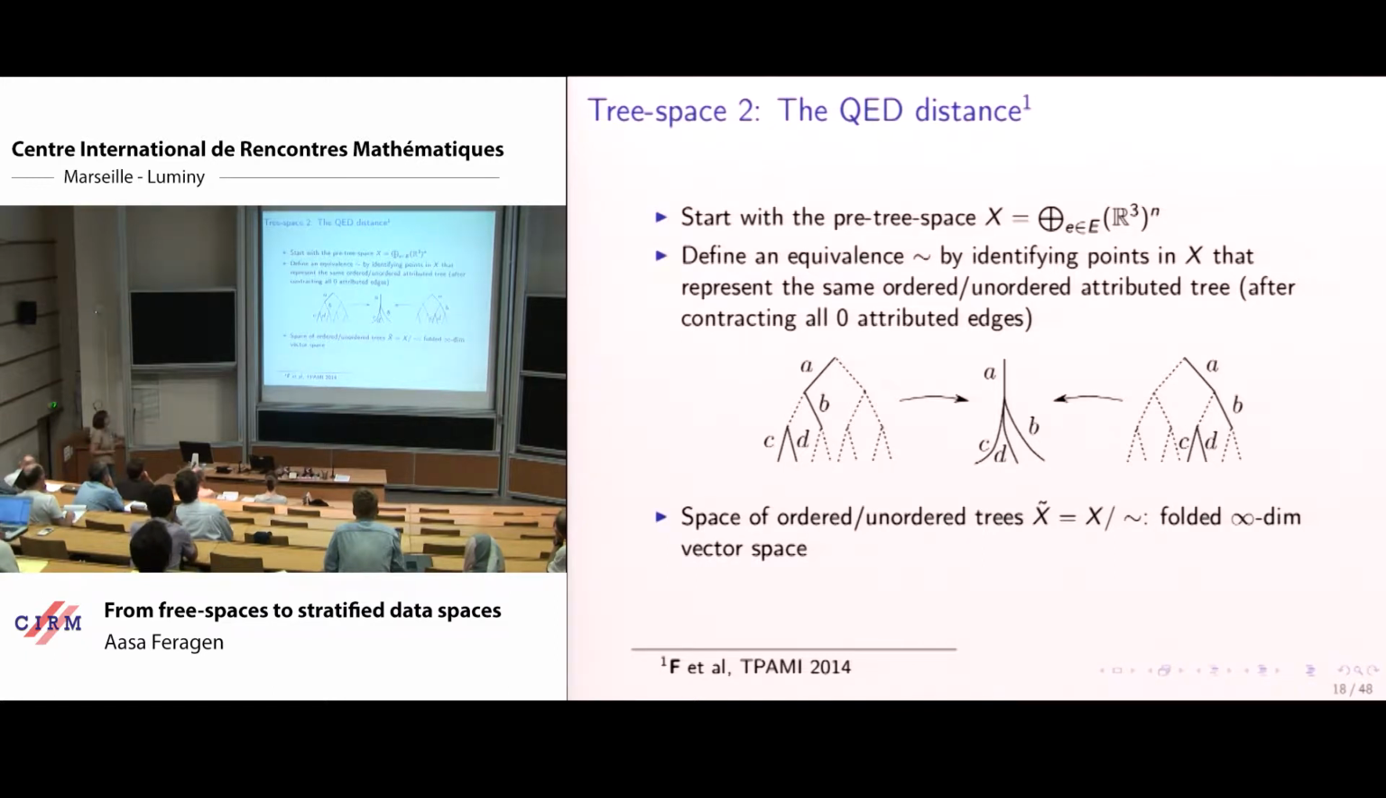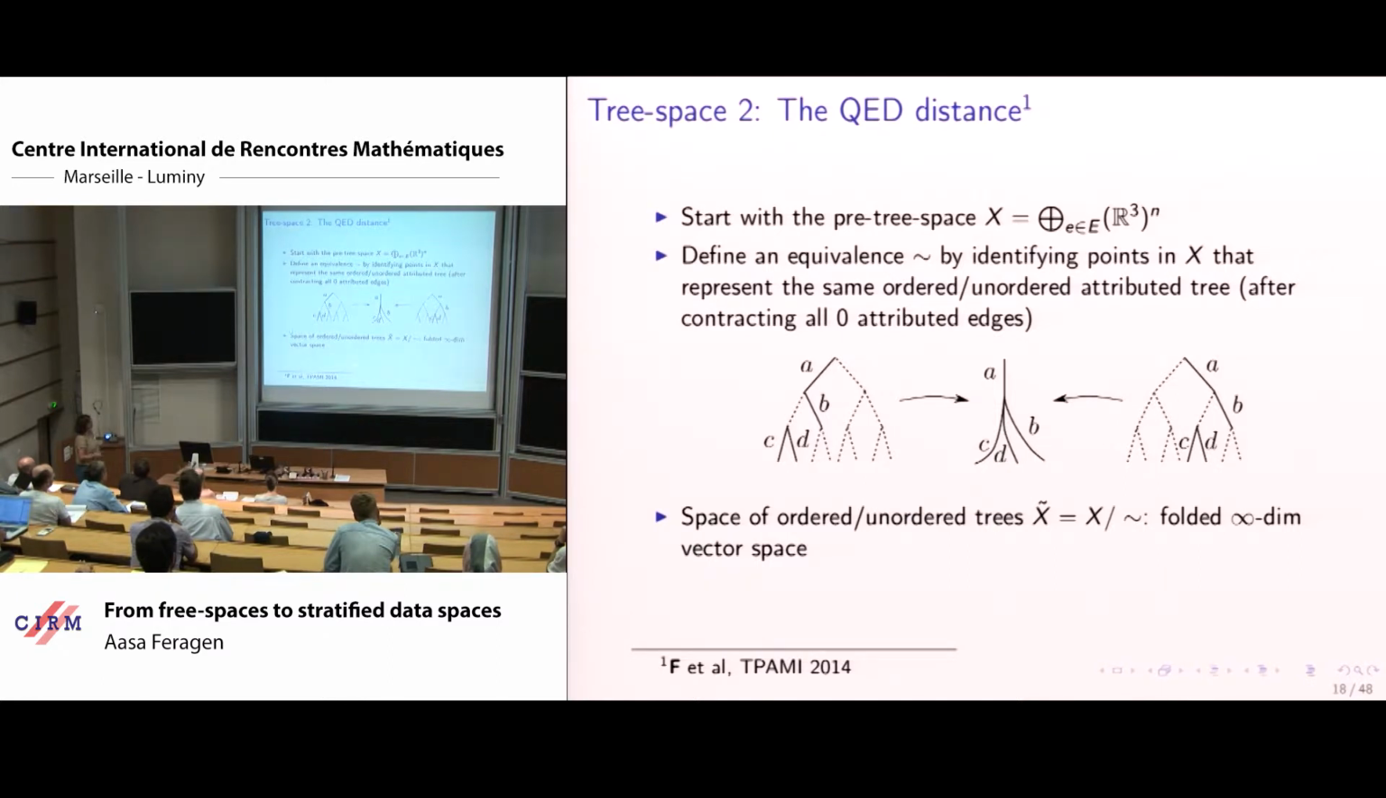What you do is you define an equivalence where you define different representations of the trees to be equivalent. If you want to be formal about that, you'd say, I have my tree representation. I contract all the zero attributed edges in both my trees. If I now have a tree isomorphism from one to the other that takes attributes in one to identical attributes in the other, then they represent the same tree. And you can formalize this for ordered trees or unordered trees, depending on what you prefer.